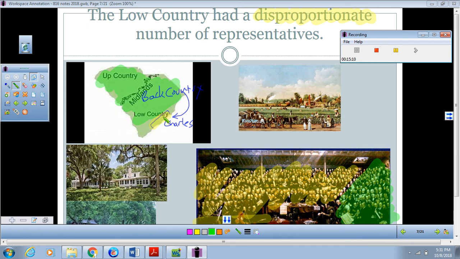The low country, where the rich plantation owners are, like Mr. Headright, had the majority of representatives.